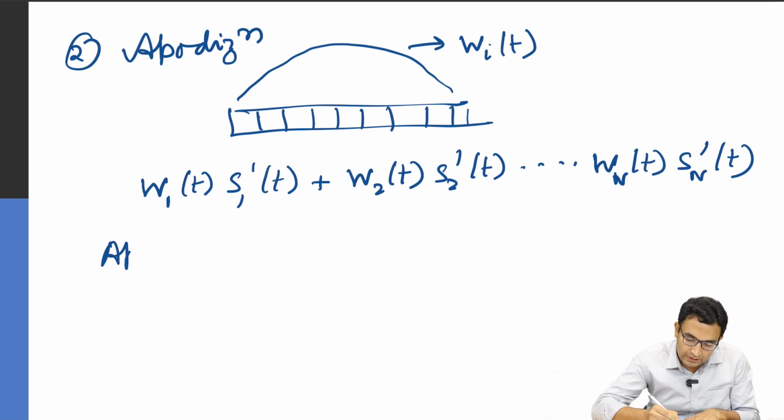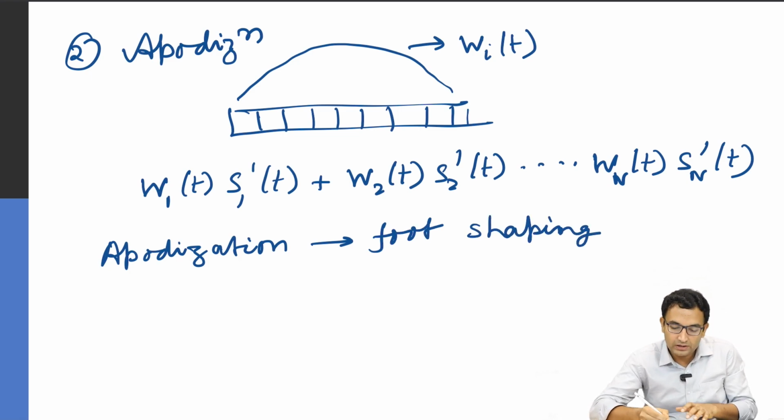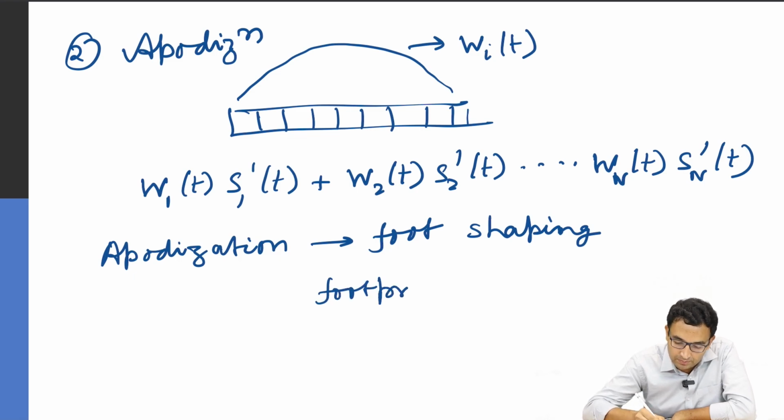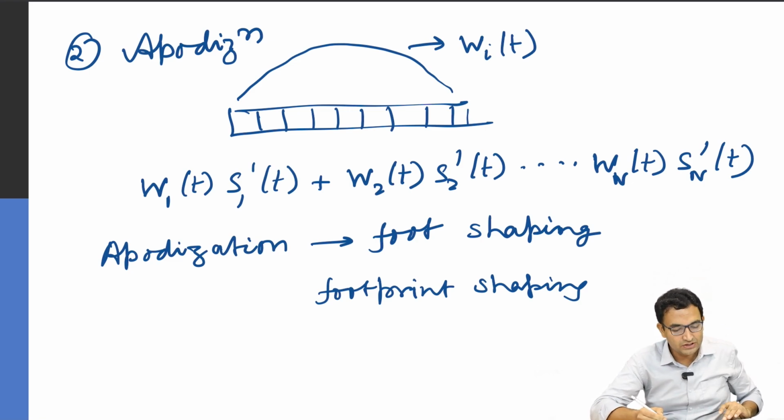So if you recall, apodization literally means foot shaping. You'll recall that the word pod, like bipod, denotes foot. So foot shaping essentially means footprint shaping, because the array aperture actually determines its footprint. So you are shaping its footprint by providing different weights to the transducer elements, right? So this is what apodization is.